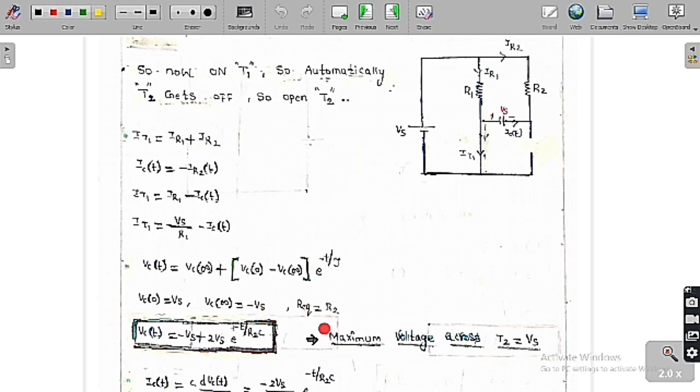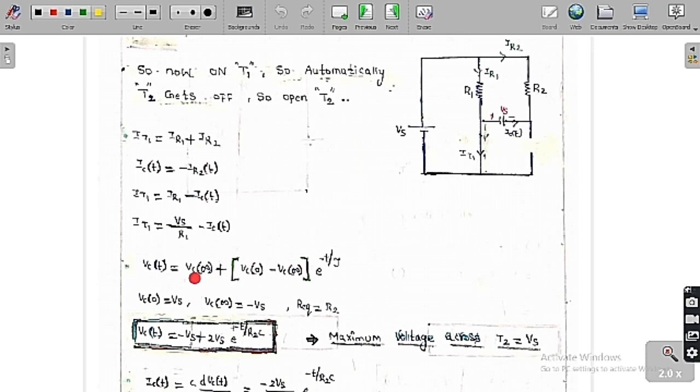And if you want to find the R equivalent across this capacitor, you have to remove this capacitor and short circuit this voltage source and figure out the overall resistance. As it is a short circuit, and R1 is in parallel with it, it is overall a short circuit. So 0 plus R2 is again R2. Therefore R equivalent is equal to R2. The equivalent resistance across the capacitor is equal to R2.